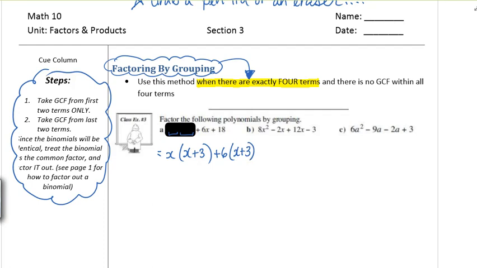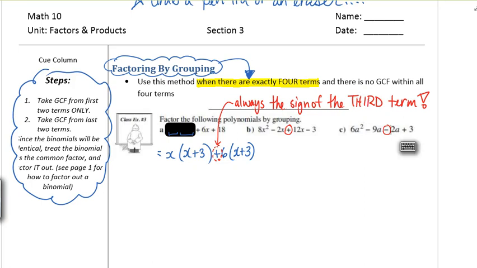Now it's really important to know here that when you do it the second time, the sign here is always the sign of the third term. So it's the third term that is going to determine what comes out, just the sign. That just takes practice, and you'll get it eventually with a little bit of rehearsal.